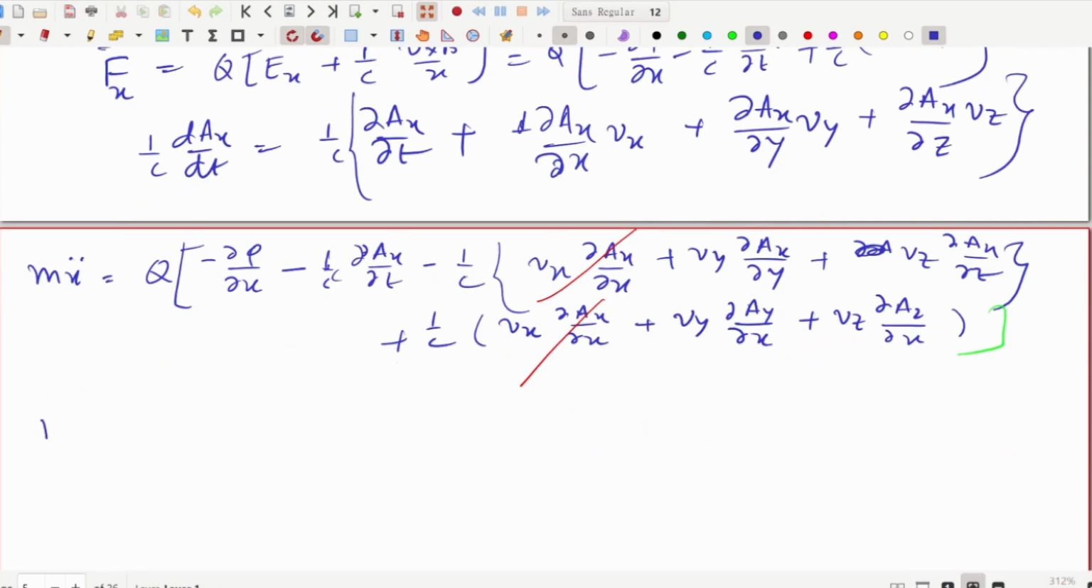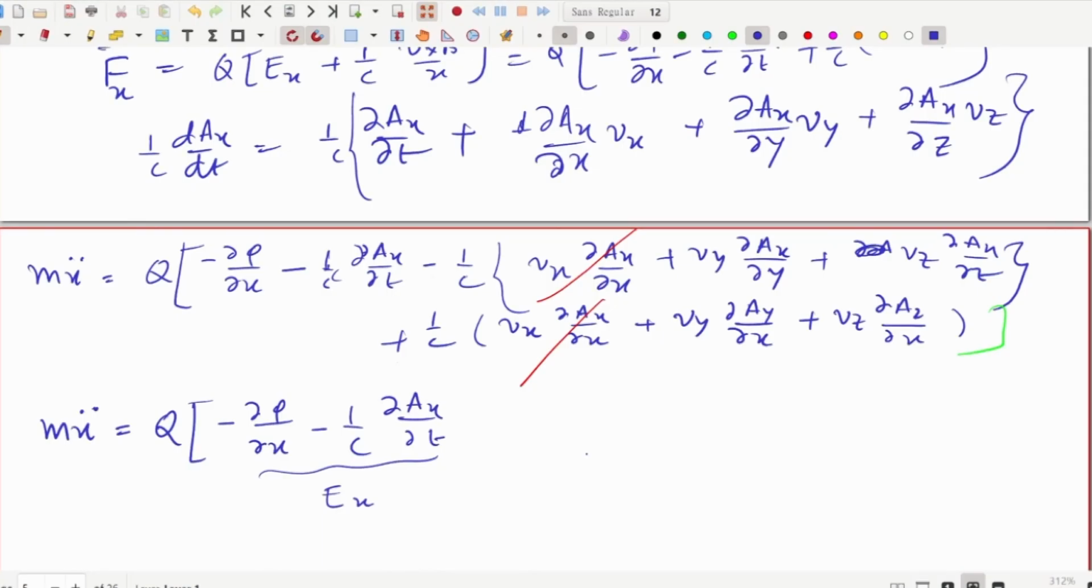Okay. So, now your m x double dot is q times minus del phi del x minus 1 over c del A x del t. Okay. So, naturally you can see this is your E x, the x component of the electric field. If you recall the definition of electric field in terms of potential, this is minus grad phi minus 1 over c del A del t. So, this is the x component.